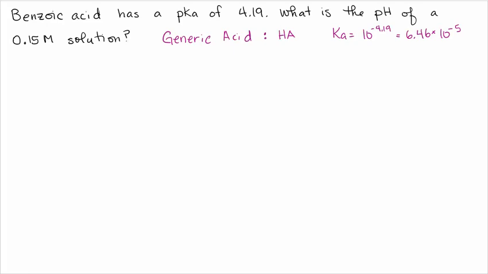What is the pH? pH is the negative log of the hydronium ion concentration. So basically this question is asking, okay, what's the concentration of hydronium? We'll find the concentration for hydronium and then take the negative log of it to get the pH. And we know that it's a dilute solution, 0.15 molar. It's a solution, so water is also around. So it's a weak acid.